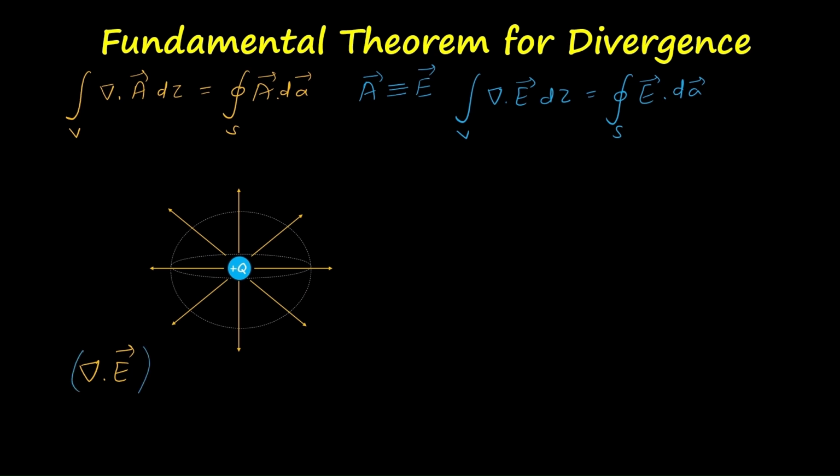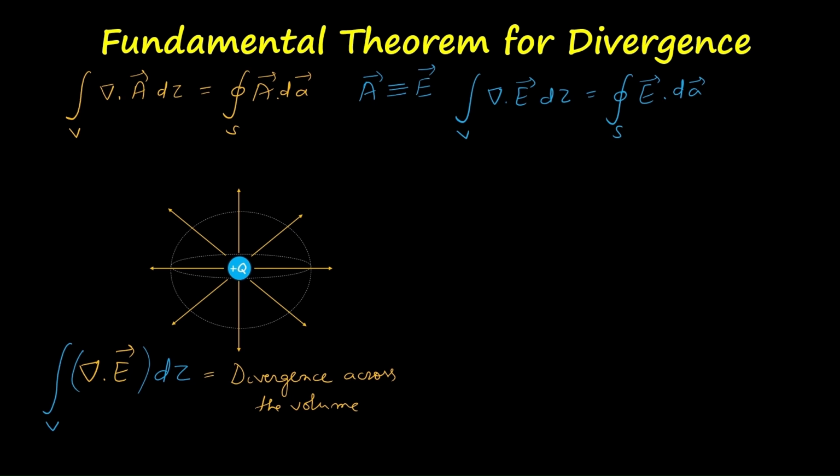Now, if I multiply this with a volume element, what is the meaning of this? It's the spread of the electric field in that particular volume element. And here, if I do the integration throughout the volume, then this represents the divergence across the volume.